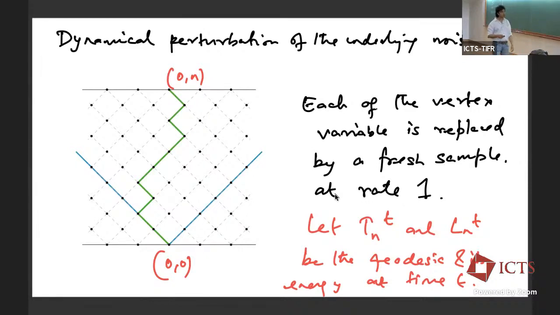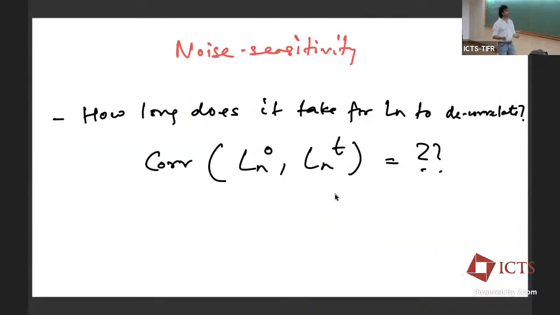And so again, for every time, there is a passage time, and then there's a geodesic. There might not be a unique geodesic, but you can look at, let's say, the leftmost one and things like that. So let's say gamma_t and L_t are the geodesic and the corresponding weight, or the energy, at time t. Okay, so that's the notation. So what are the kind of questions? The corresponding noise sensitivity question is, how does the correlation decay between the passage time at time 0 and the passage time at time t? So how much noise do you have to infuse into the system to make these things roughly independent, right? So that's the more analytical question.